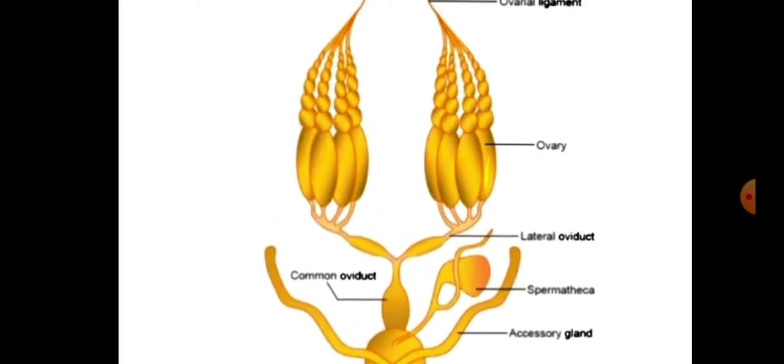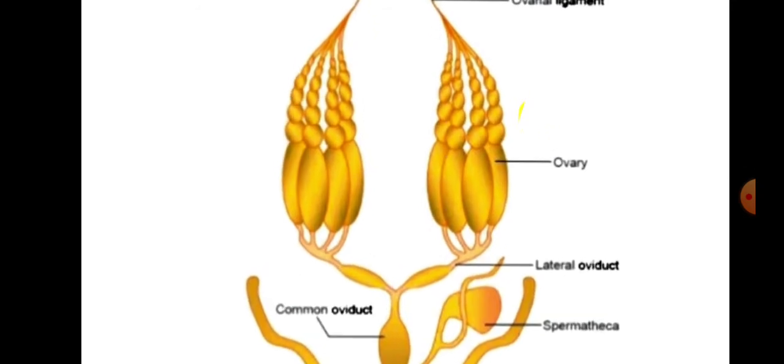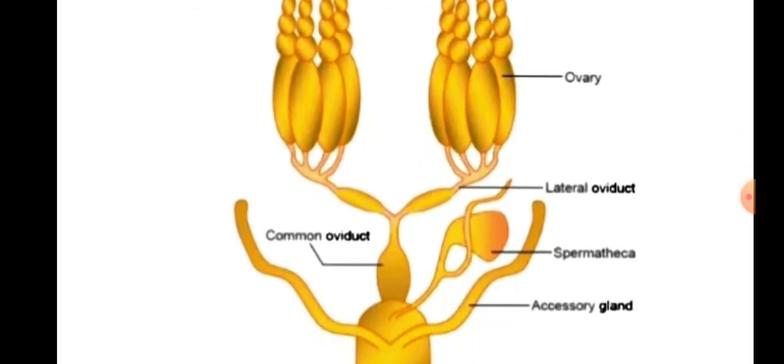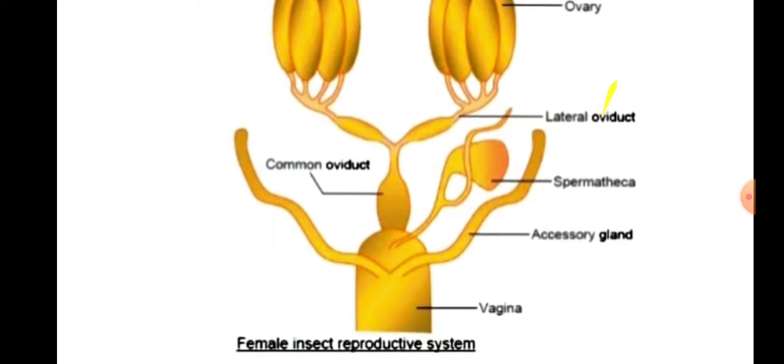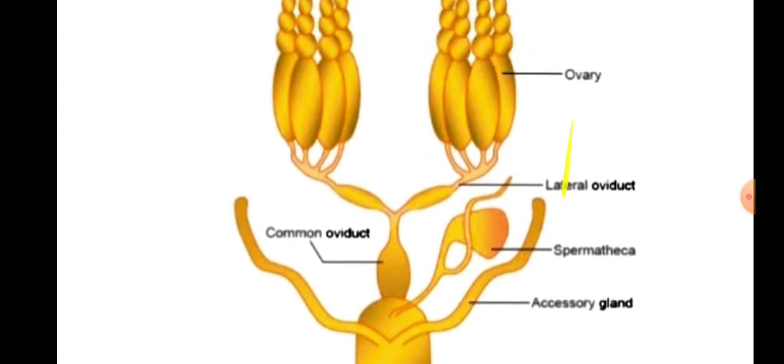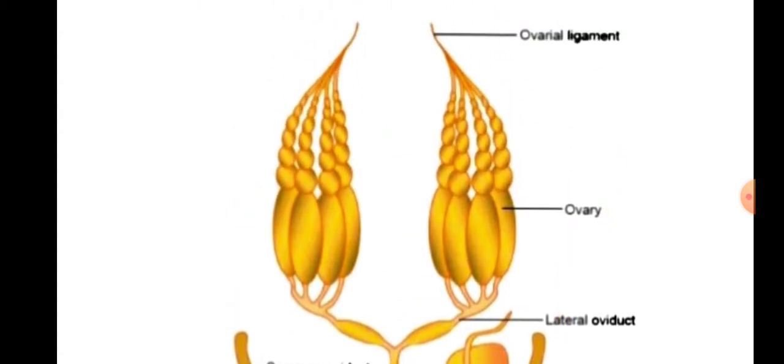Here we can see ovary, oviducts, then common oviduct, spermatheca, vagina, accessory gland. Ovary is attached by ovarian ligament.